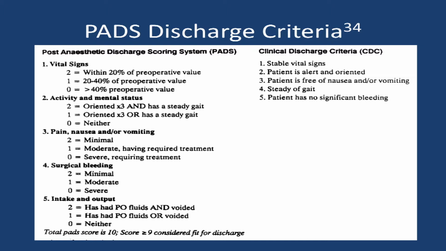And if they have, then they get a 1. If neither of those things has happened, they can't take fluids by mouth, or they haven't voided, they get neither. This delays recovery. For total PADS score is 10. The score is greater than 9. They're considered fit for discharge. The clinical discharge criteria are stable vital signs, the patient is alert and oriented, the patient is free of nausea and vomiting, they are steady of gait, and the patient has no significant bleeding.